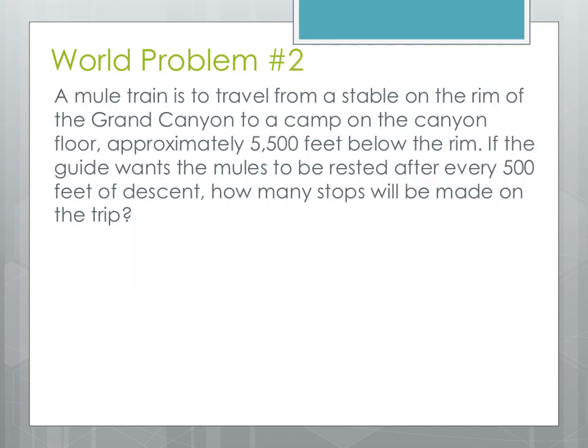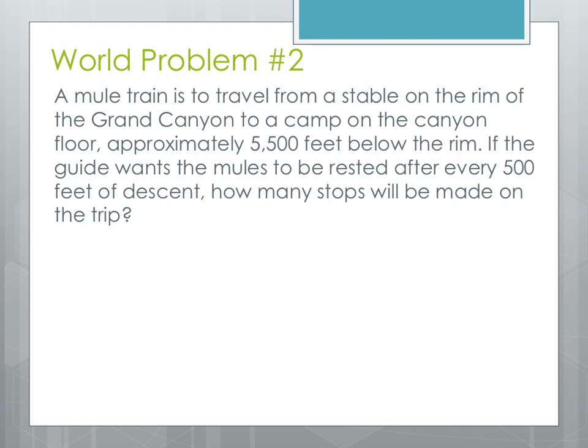Here's a second word problem. A mule train is to travel from a stable on the rim of the Grand Canyon to a camp on the canyon floor, approximately 5,500 feet below the rim. If the guide wants the mules to be rested after every 500 feet of descent, how many stops will be made on the trip?